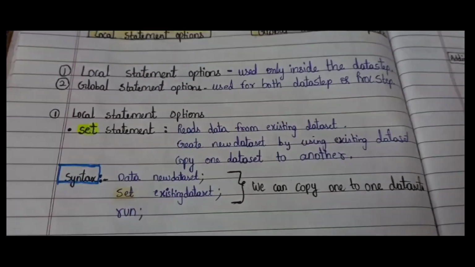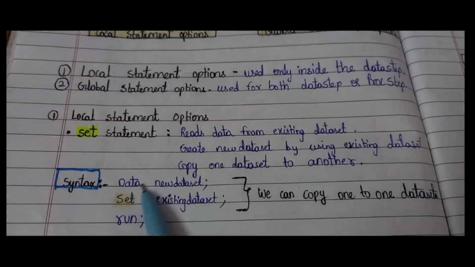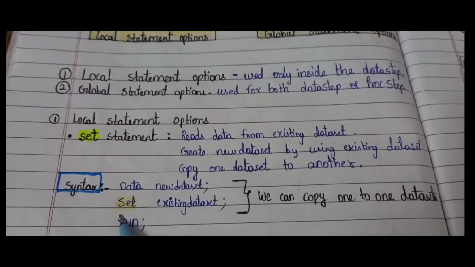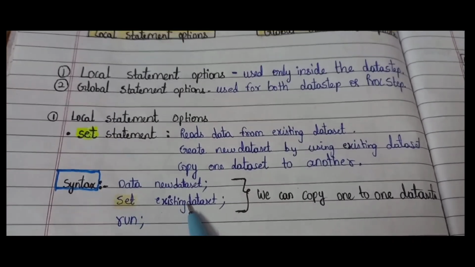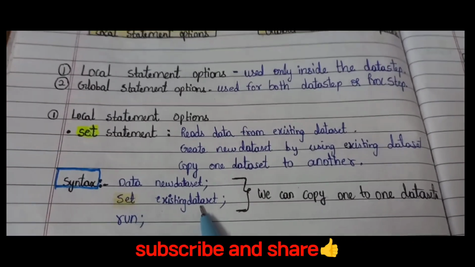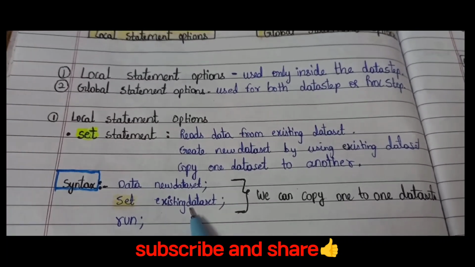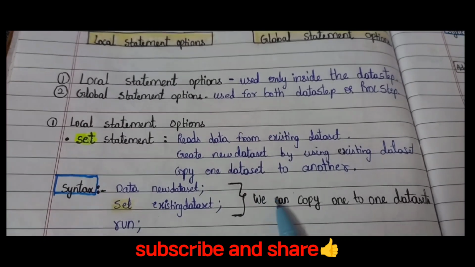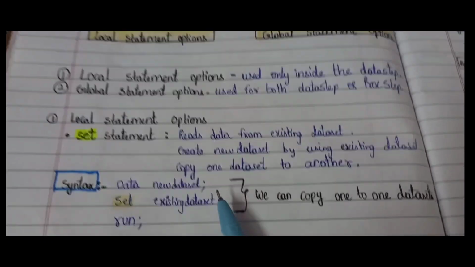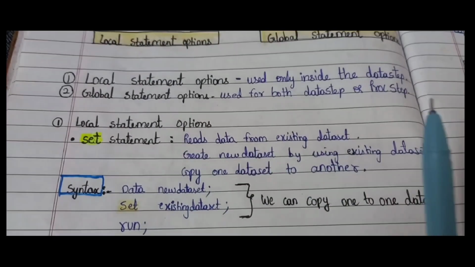Next is the syntax. You can see the syntax here. Data, new data set. Then the set statement, and the existing data set is written here. The existing data set is nothing but a previous or old data set. Clear? Then run semicolon. So we can copy one-to-one data set. Here I am using only one data set.